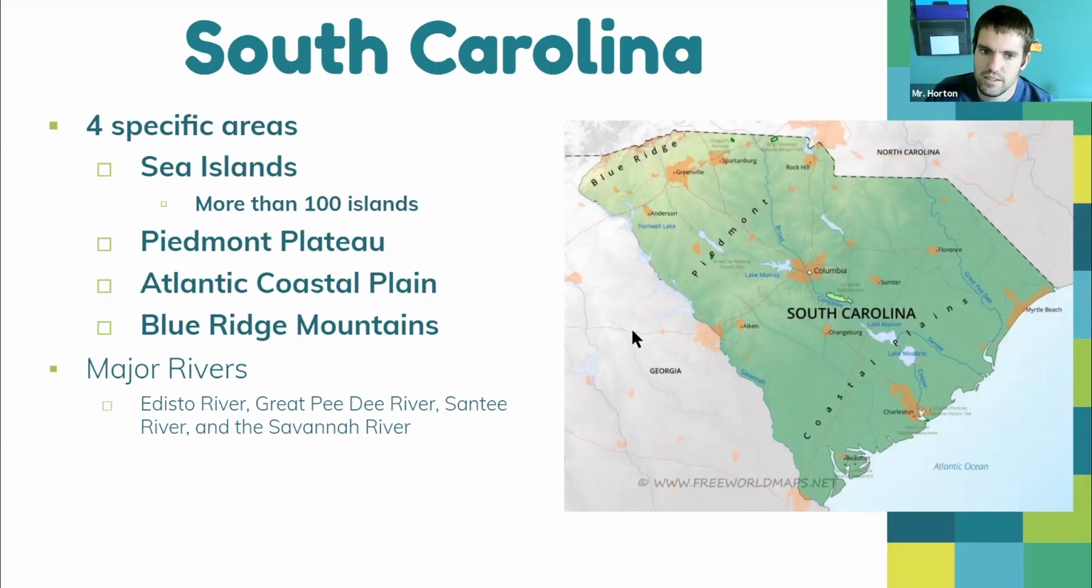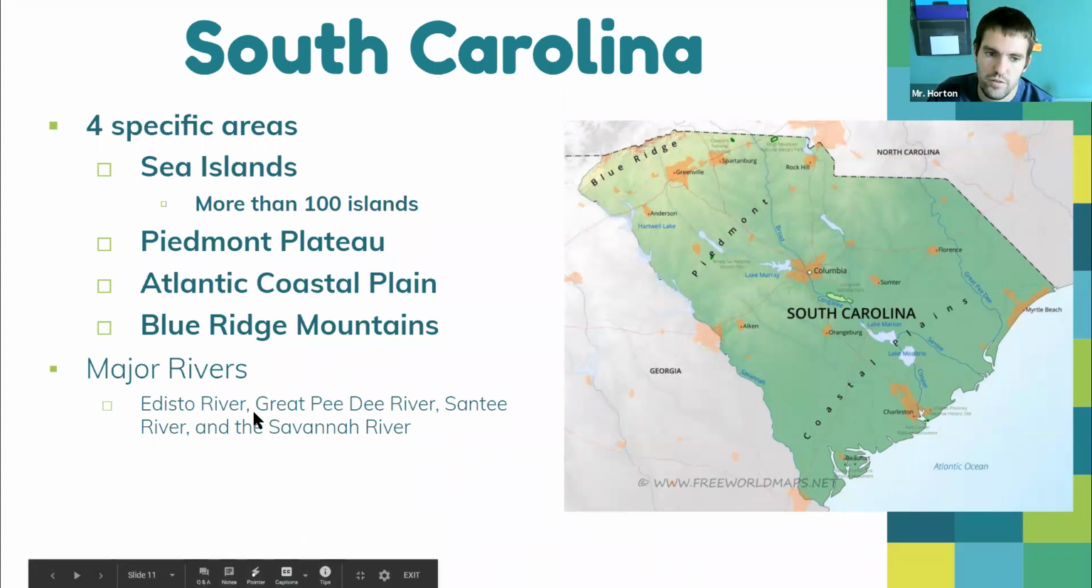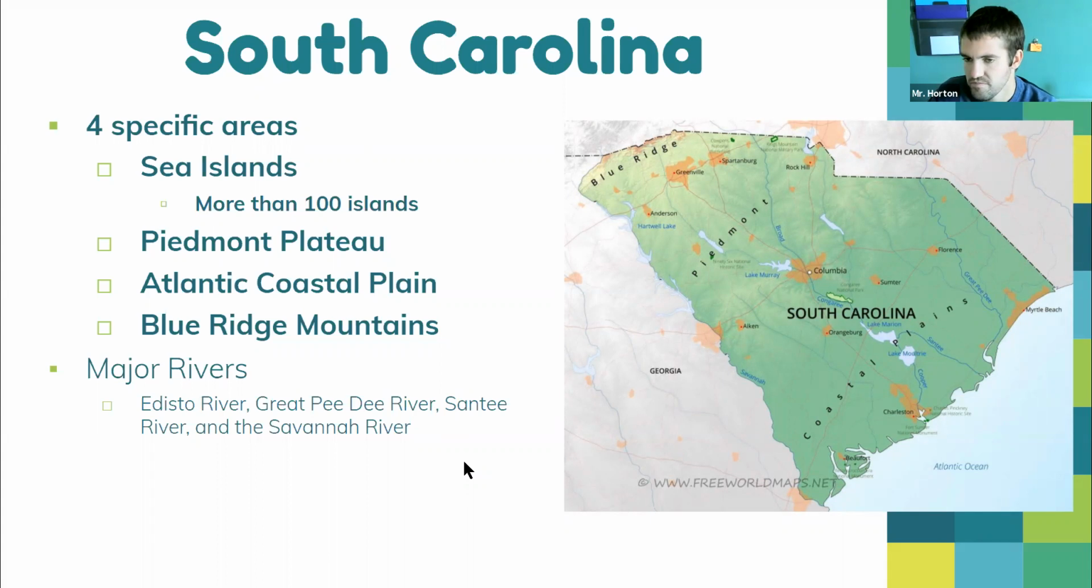You also have the Piedmont Plateau, so another flatland right in the middle there. The Atlantic Coastal Plain, which is really flat land, so it's almost land that's equal to sea level. And then you have the Blue Ridge Mountains in the top left corner of South Carolina, a mountain range as well. So there's 4 different regions there. And there's some different major rivers known as the Edisto River, the Great Pee Dee River, the Santee River, and the Savannah River. So Savannah, you have a river named after you in South Carolina.